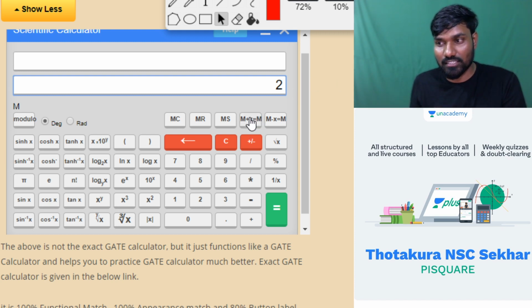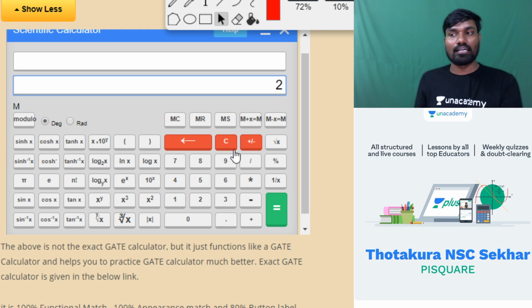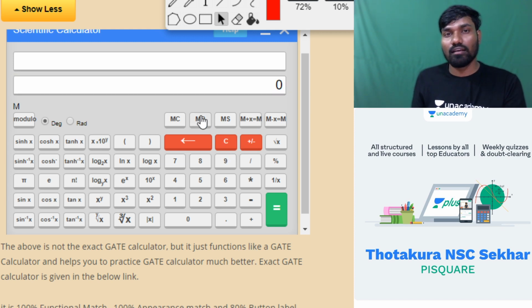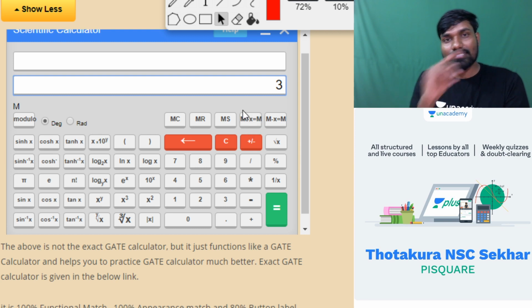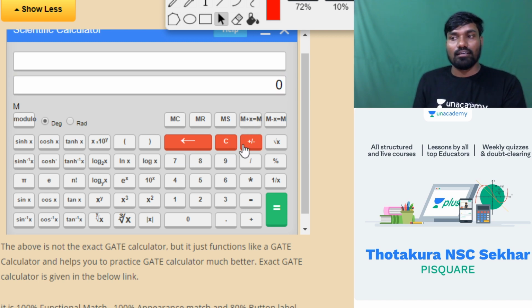Let's do this. Yes, I clicked it once. Let's clear it. Let me recall. If I recall, in the memory it should be 7. Yes, 7. Okay, now if I have 3 and I hit this, 7 plus 3 is equal to 10. 10 will be there in the memory. If I hit this and recall the memory, 10.